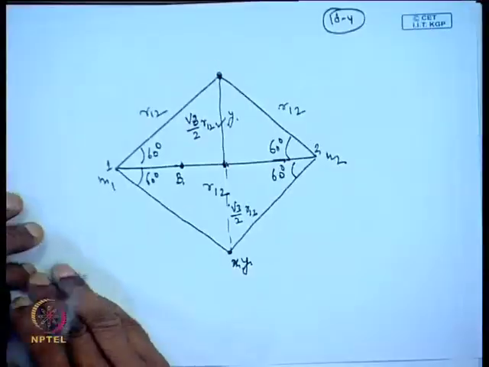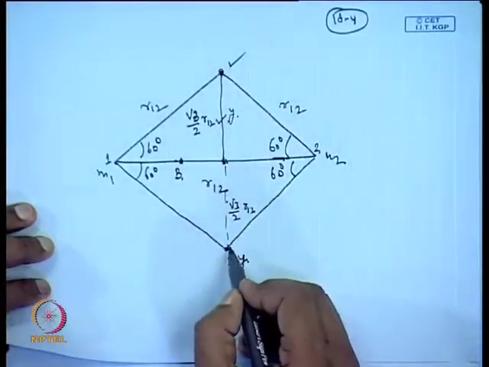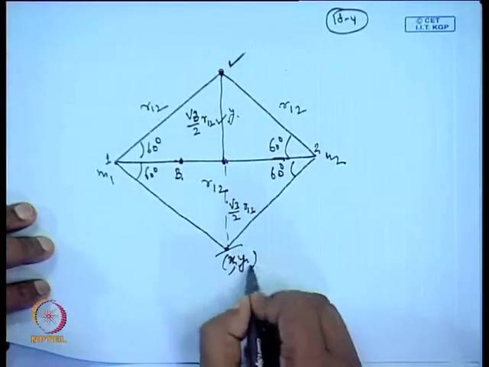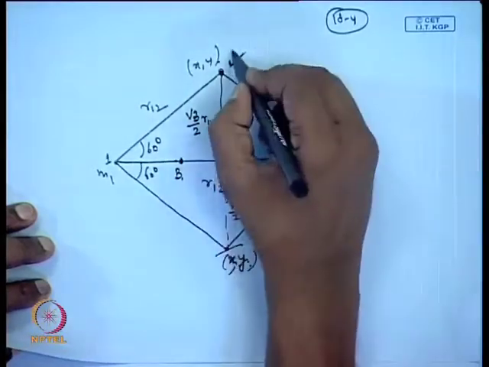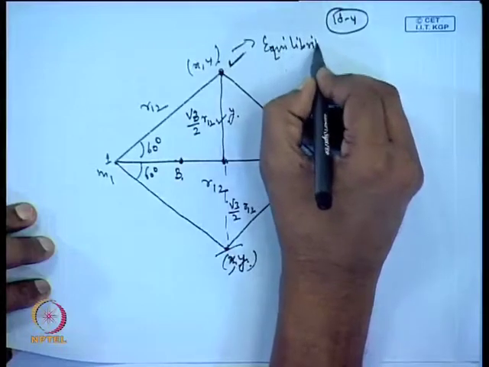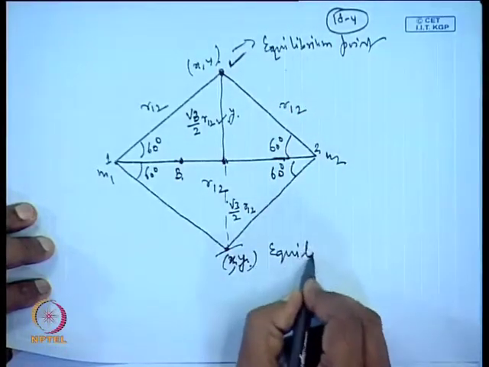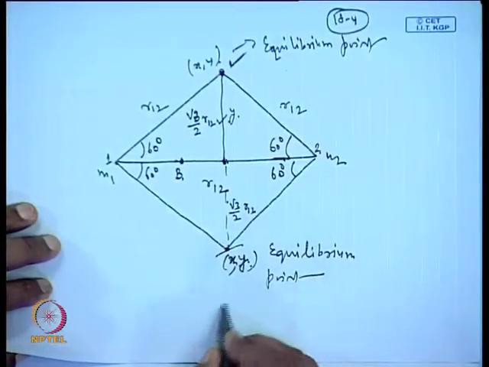Thus, we have got a total of two solutions. So one equilibrium point exists here, and another equilibrium point exists here in this place. This is also called a librational point.